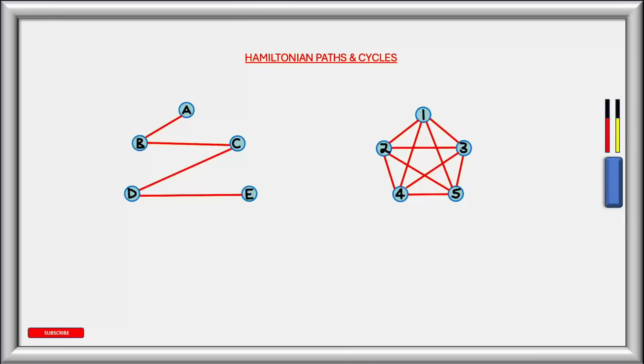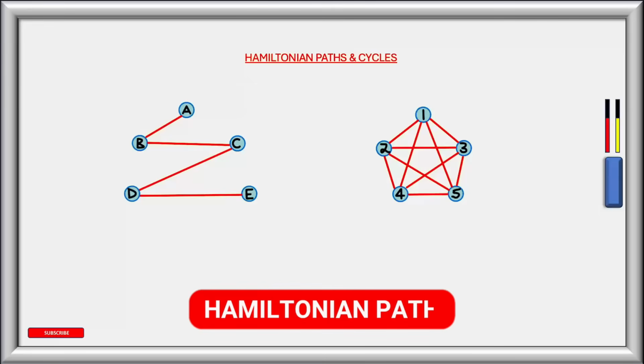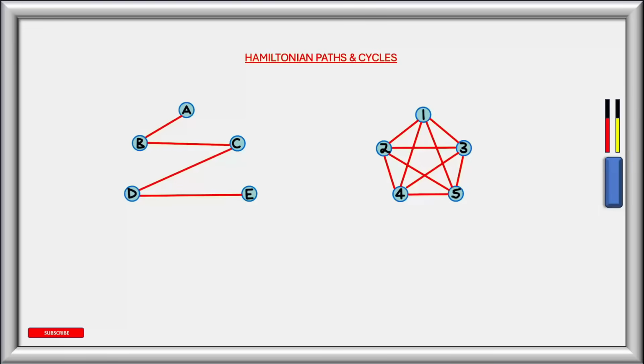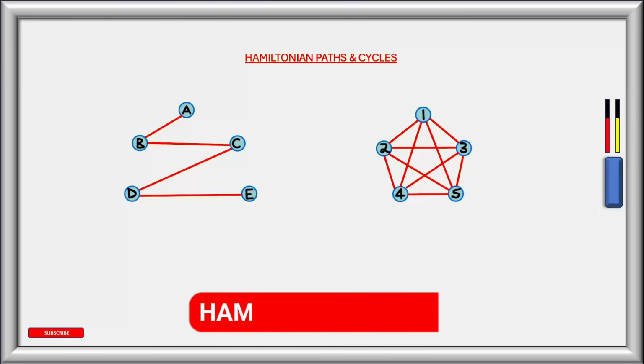Let's look at the board and define the formal requirements. We're defining two specific structures based on the vertex set of a graph. The first one is a Hamiltonian path. It's a sequence of edges that visits every vertex in a graph once and only once. And the second is a Hamiltonian cycle, which is a Hamiltonian path that returns to the starting vertex.